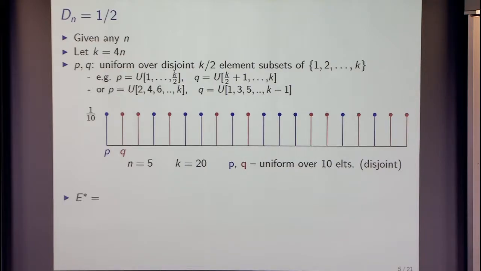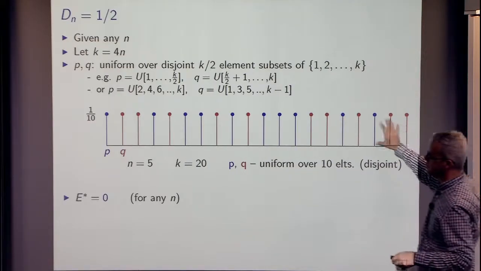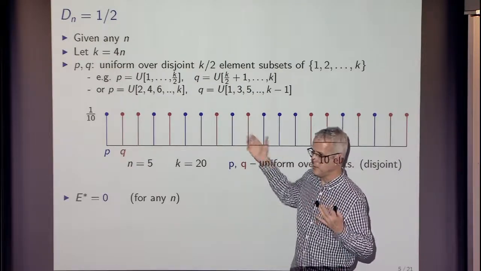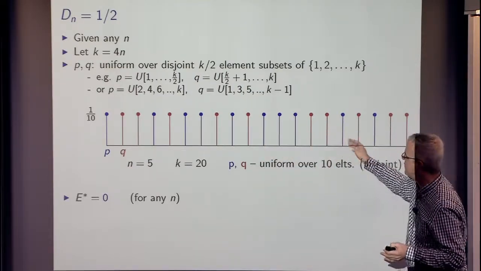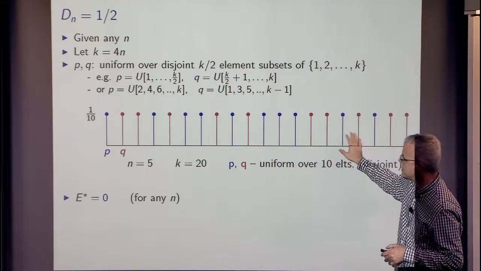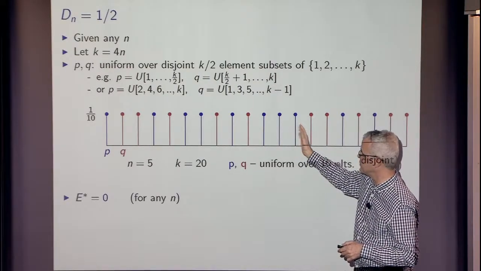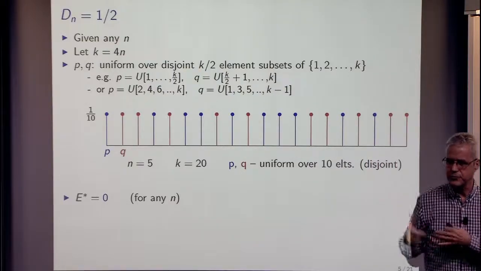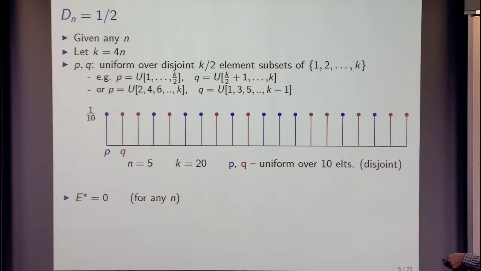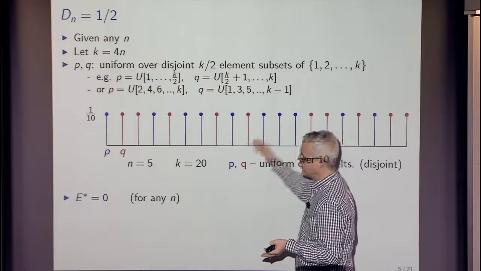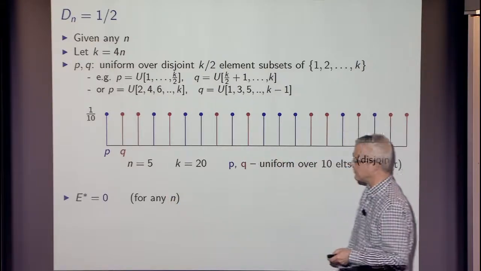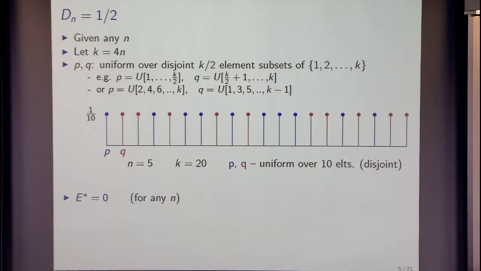0. Everyone agrees, right? Because they're disjoint. So if we know P and Q, and we see a sample, we know that P is blue and Q is red. So if Z is blue, we say it's P. If Z is red, we say it's Q. And this works for any n because we know P and Q. We don't need to learn them, so it doesn't matter what n is. So E star is 0.